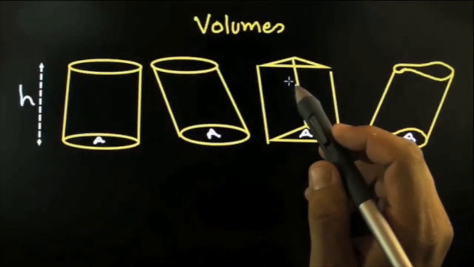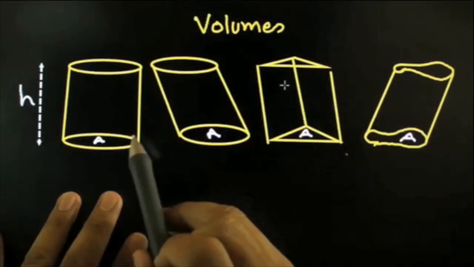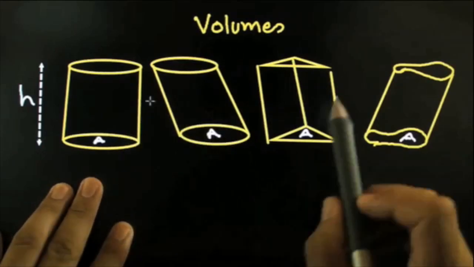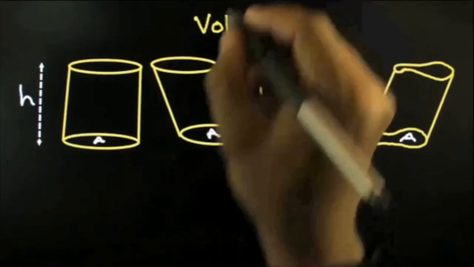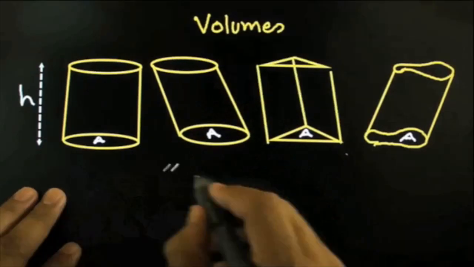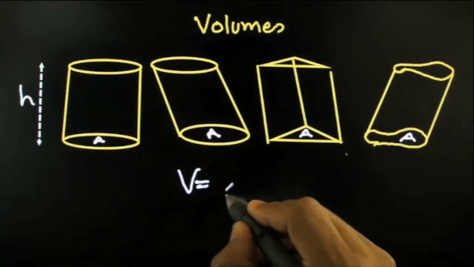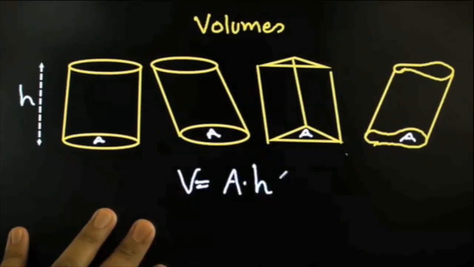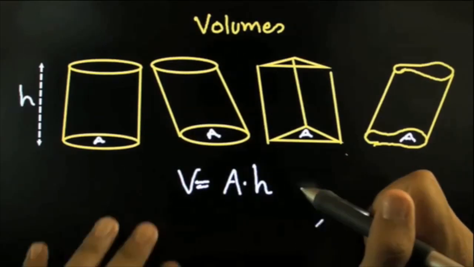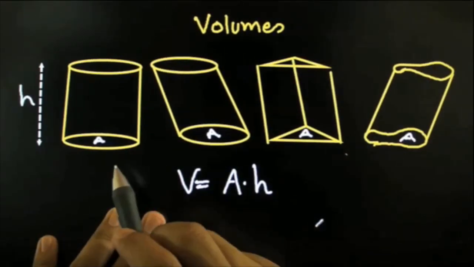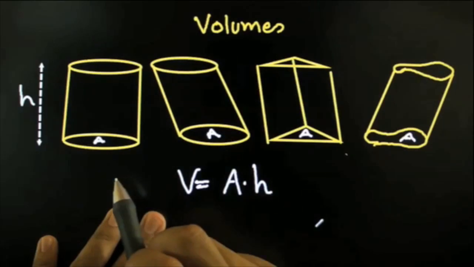Okay, so there's the volume concept for cylindrical shapes. If they're upright, if they're slanted, if they got a square on the bottom, they could have whatever on the bottom. In every one of these cases, the volume turns out to be the area on the bottom times the height, the upright height. Okay, that's the definition of volumes for cylindrical shapes.